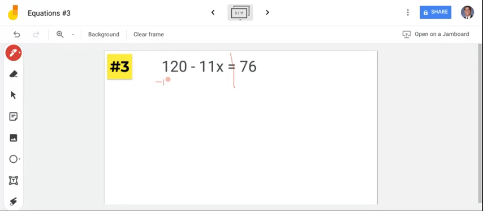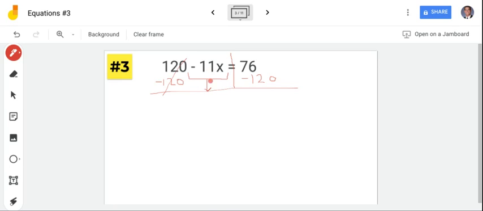I need to subtract 120, right? Of course, I would do that from both sides. Draw the equal sign across the problem. 120 minus 120, those cancel, right? That's 0. What term is this? Is that 11x? Nope. That is negative 11x.